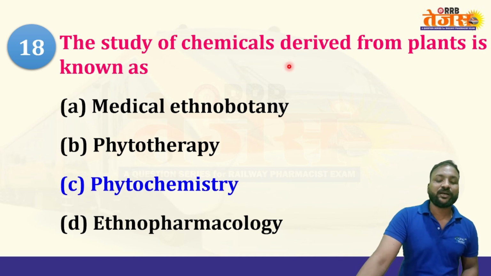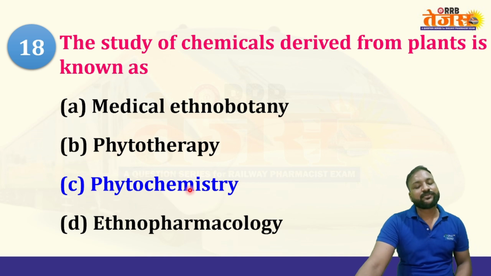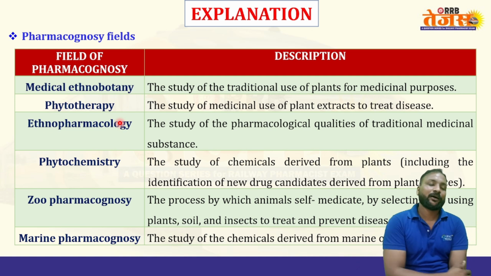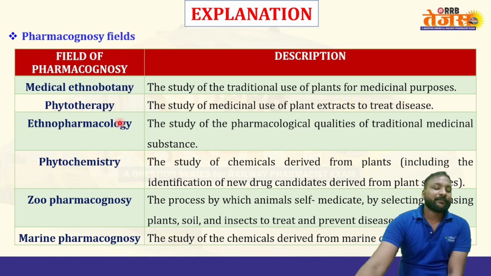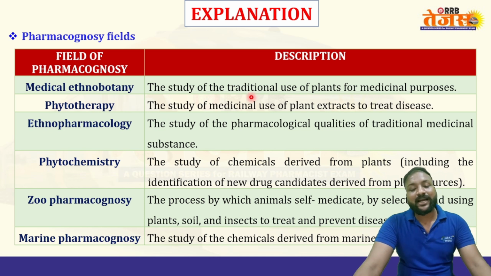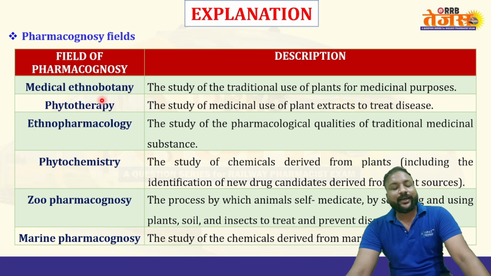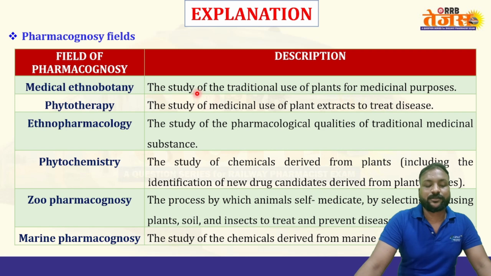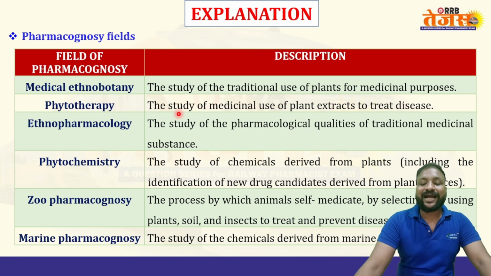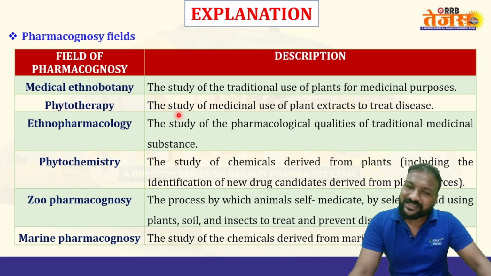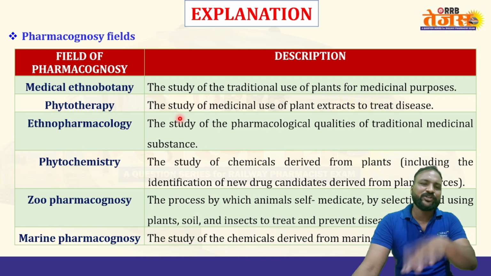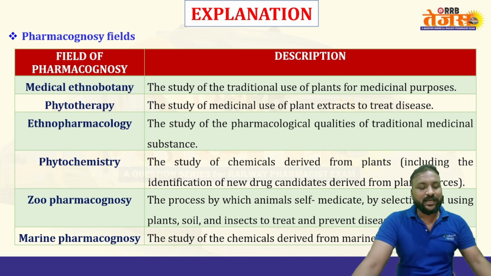Yes, phytochemistry. Phyto means plant, chemistry means chemical, nothing but the chemicals obtained from plant sources. But we'll see the other pharmacognosy fields here. Medical ethnobotany is the study of the traditional use of plants for medicinal purposes. Phytotherapy is utilizing plant extracts to treat disease. Phyto means plant, therapy means treatment. So by using plants, you are treating disease.